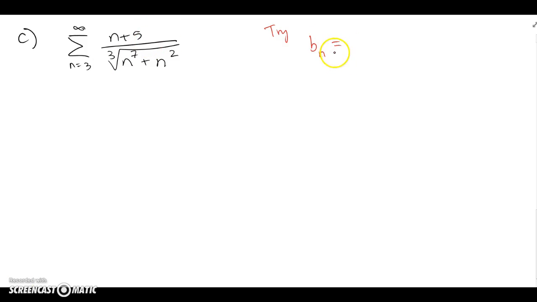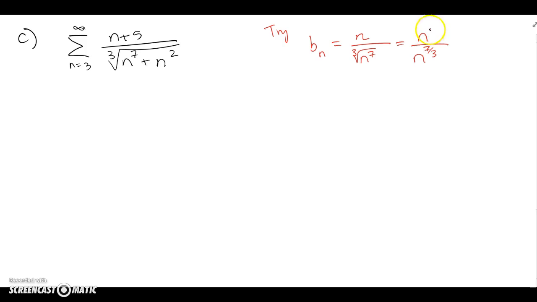So again, for bn, in the numerator, it looks like 5 is the loser. The n can take over. And in the denominator, maybe this will behave like n to the 7th, but cube root of it, because n to the 7th takes over more than n squared. So I will ignore that and just say cube root of n to the 7th maybe will take over and see what happens. So that'll give me n over n to the 7/3 if I put it in exponential form.